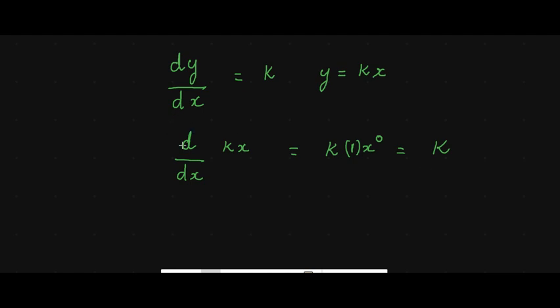Let's try one more thing. I'm going to use the eraser to rub this off. I just want to prove it, but remember that if somebody says a derivative is just a constant, then in that case the antiderivative should be constant times x. That is the formula.